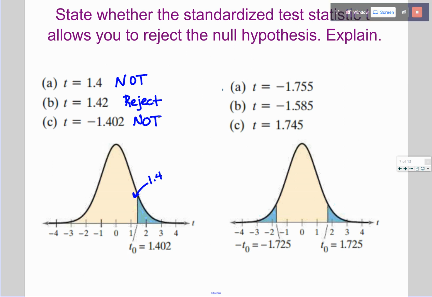Okay. What about on the right side? We got a two-tail test, critical values at plus and minus 1.725. Would I reject negative 1.755? Yes, we would reject that one. It's going to be over there. Okay. What about negative 1.585? Not. And then what about 1.745? We would reject.